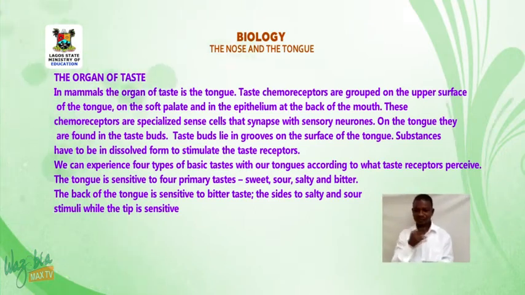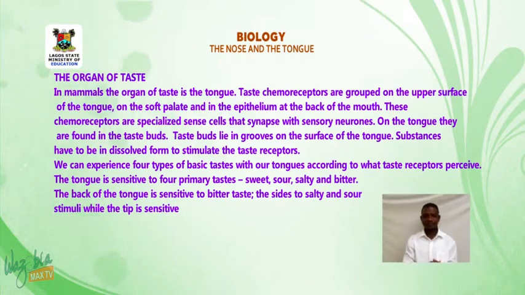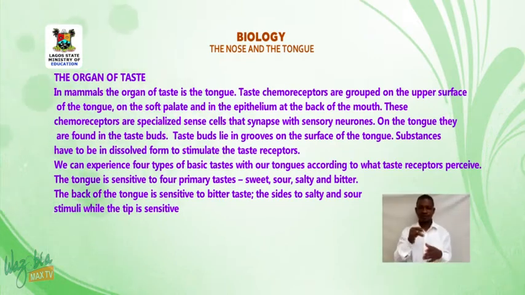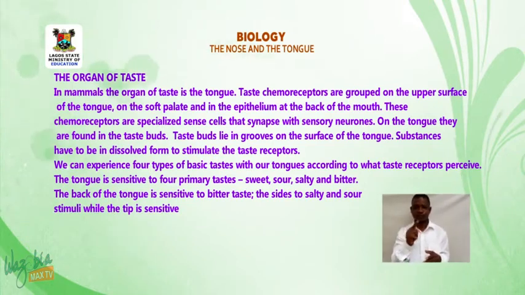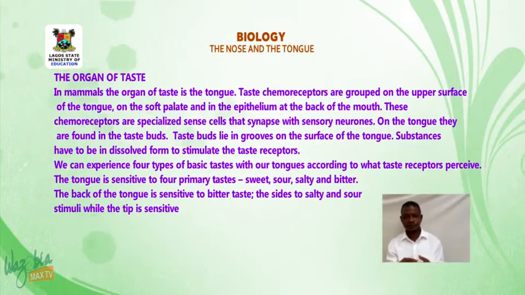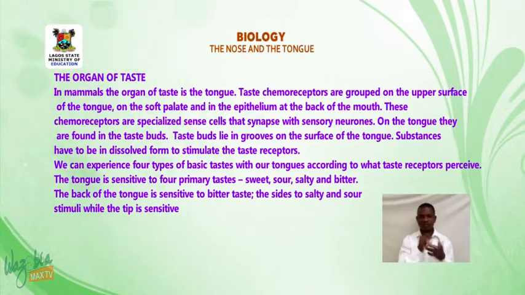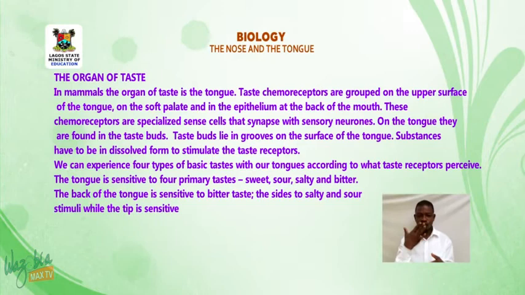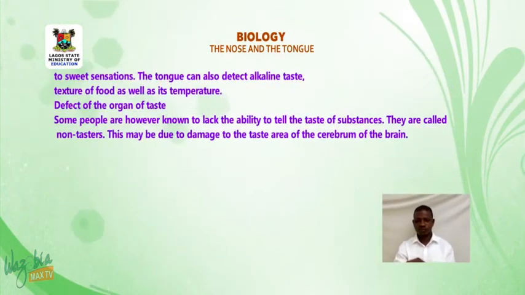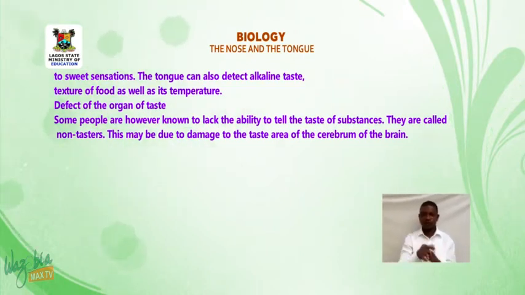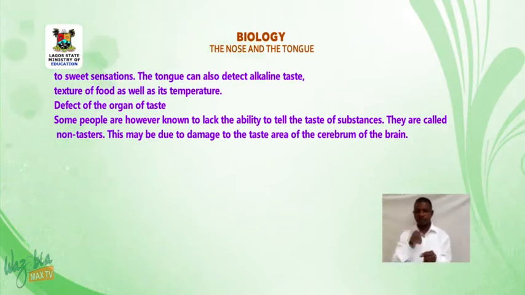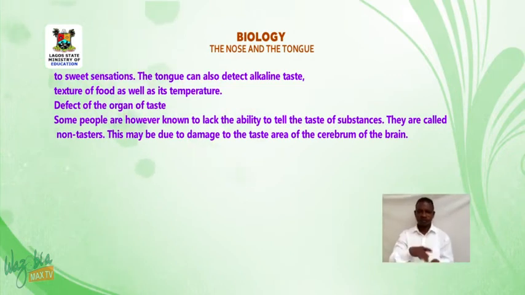The tongue is sensitive to 4 primary tastes: sweet, sour, salty, and bitter. The back of the tongue is sensitive to bitter taste, the sides to salty and sour stimuli, while the tip is sensitive to sweet sensations. The tongue can also detect alkaline taste, texture of food, as well as its temperature.